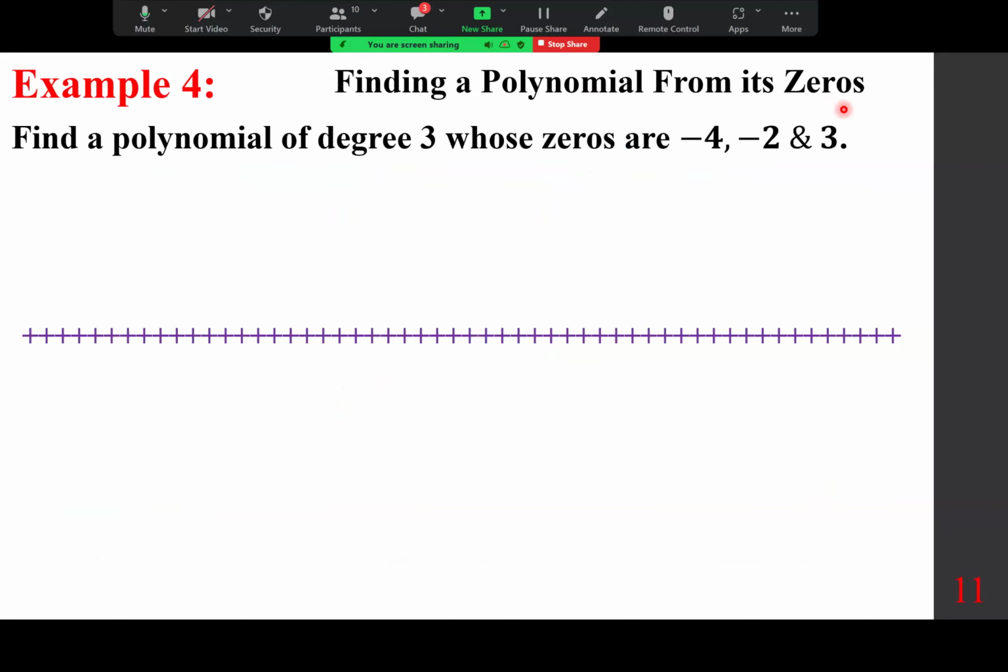Finding a polynomial from its zeros. Find a polynomial of degree 3 whose zeros are -4, -2, and 3. So how do you set this up? You say f of x or p of x or g of x, it doesn't matter, equals. Now, since we want a polynomial, we don't know what would be the leading coefficient. We put something like a, but this gives you x plus 4. This gives you x plus 2, and this gives you x minus 3.